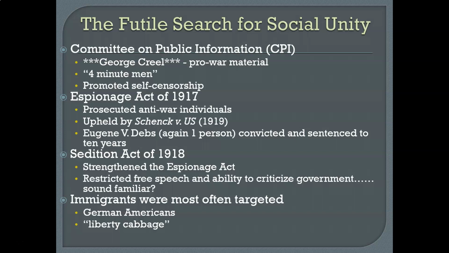Performances of German music was frequently banned. German foods such as sauerkraut and bratwurst were renamed Liberty Cabbage and Liberty Sausage. German books were removed from library shelves. Courses in German language were dropped from school curricula. And Germans were routinely fired from jobs in war industries lest they sabotage important tasks.